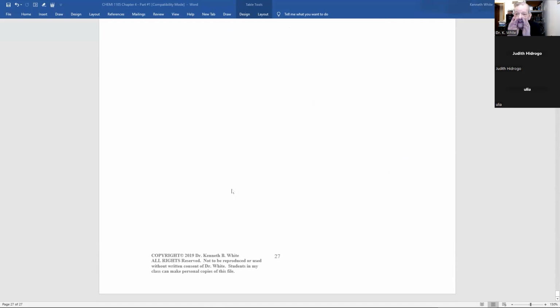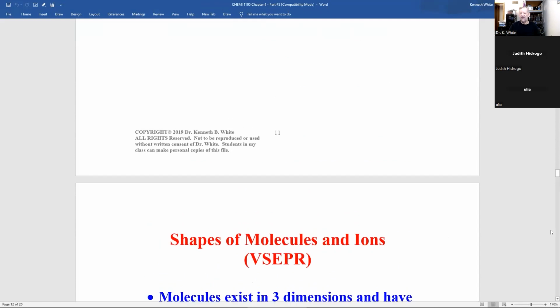Do you want to learn a secret? Shh. Look in the lower left-hand corner. Can you see it? You can see page 27 of 27. Give me a thumbs up if you can see it. Well, if you could see it, that tells me I'm done with this part of the chapter. So we're done with chapter 4, part 1, which means it's time to go to Chapter 4, Part 2.